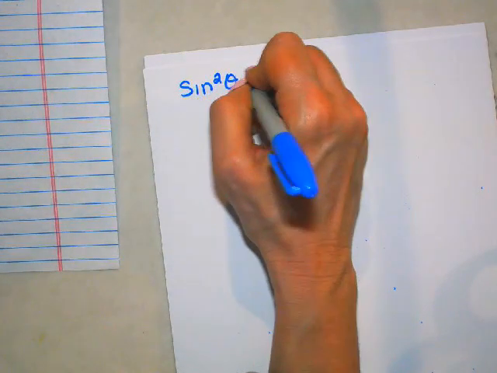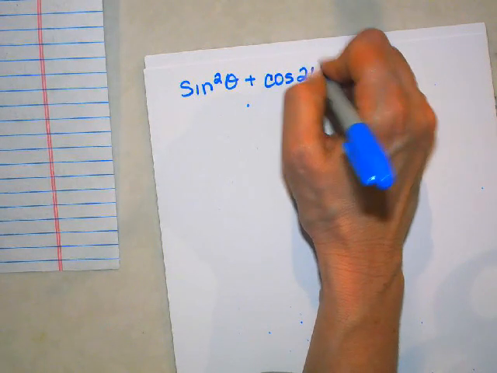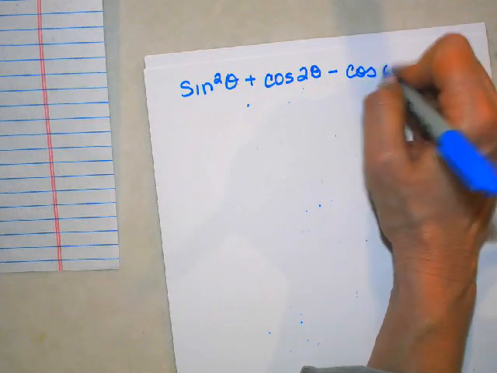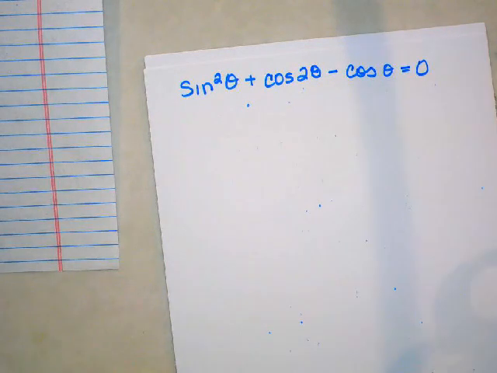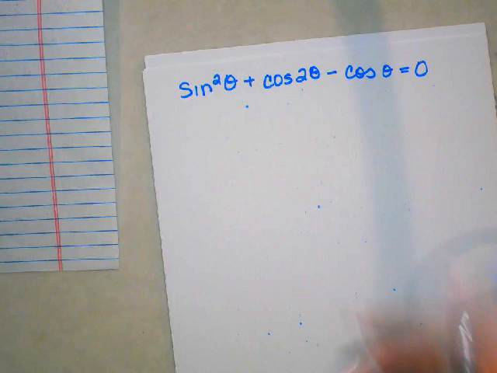Sine squared theta plus cosine double angle theta minus cosine theta equals 0. I need to stop writing theta, especially this early in the morning. I need to have my coffee.